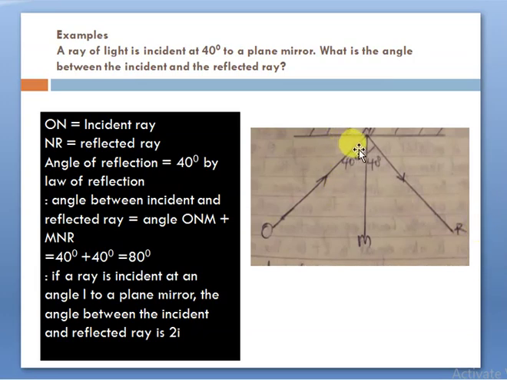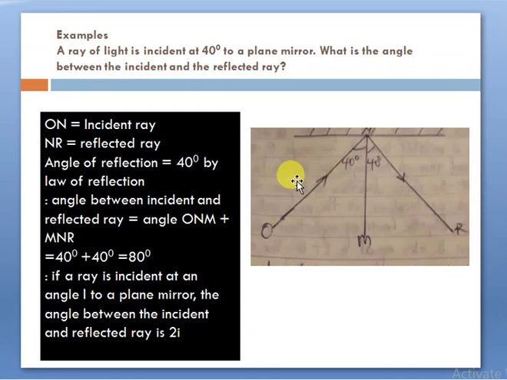So, NR is your reflected ray. And the question says, what is the angle between the incident and the reflected ray? We know the angle of incidence to be 40, but we want to know the angle between the incident and the reflected ray. That is the angle from here to here. Now, we only know our angle of incidence given to be 40.